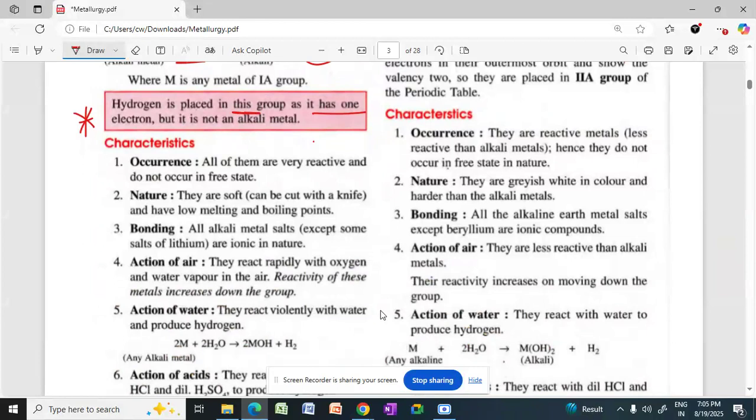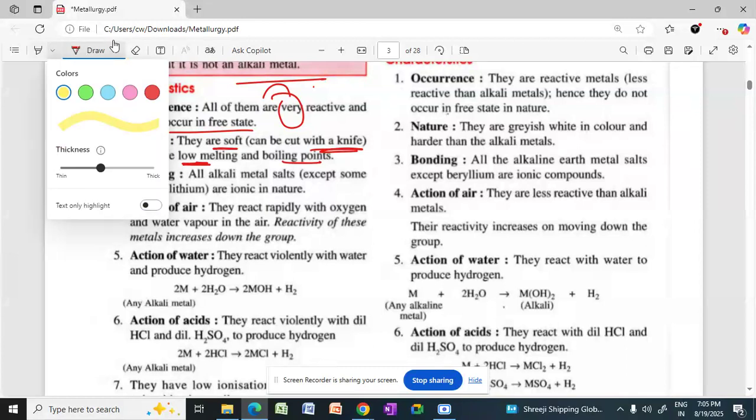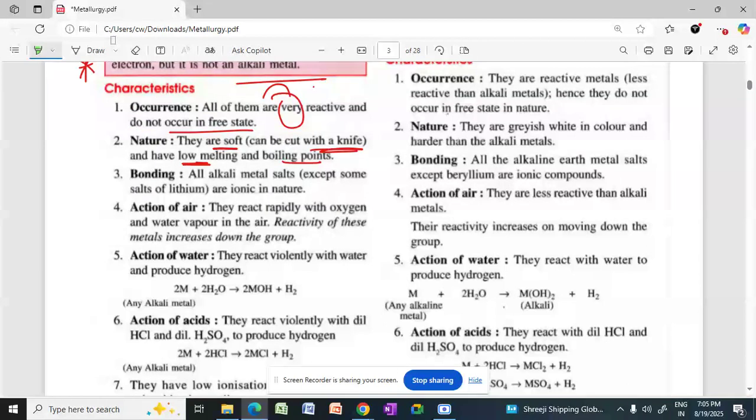What are the general properties of alkali metals? They are soft in nature. Firstly, all the alkali metals are very reactive and do not occur in the free state. They occur in the combined form. They are soft, as I told you. They can be cut with a knife, for example sodium. They have low melting and boiling points.